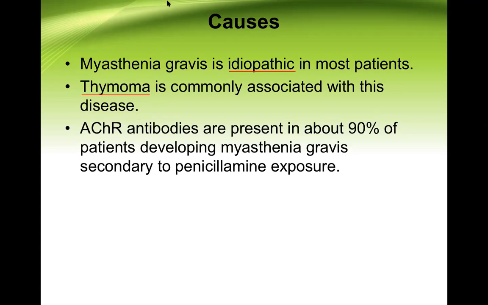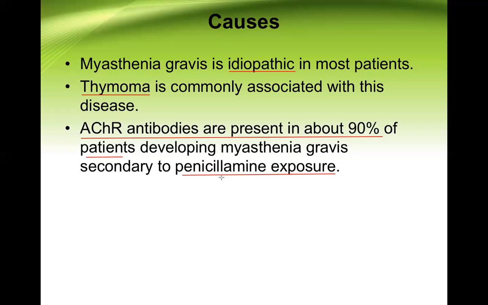In this condition of myasthenia gravis, what is happening? The acetylcholine receptor antibodies are present in about 90% of the cases. This acetylcholine receptor antibody is present in about 90% of patients, including those developing myasthenia gravis secondary to penicillamine exposure. We really do not know why penicillamine causes production of this acetylcholine receptor antibody, but it may happen in an individual. And what is penicillamine?